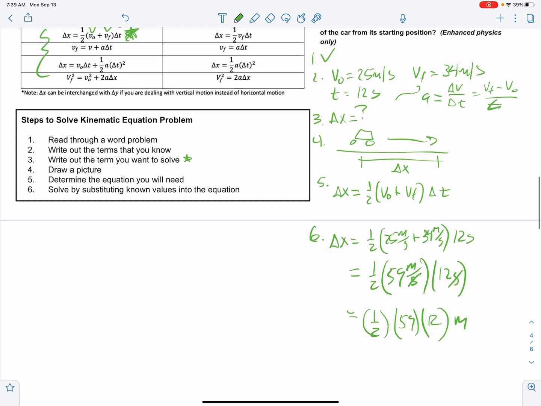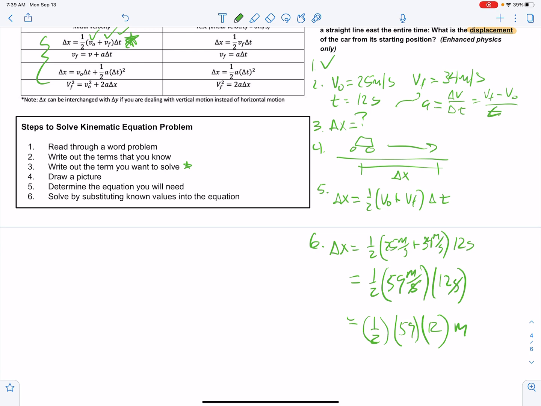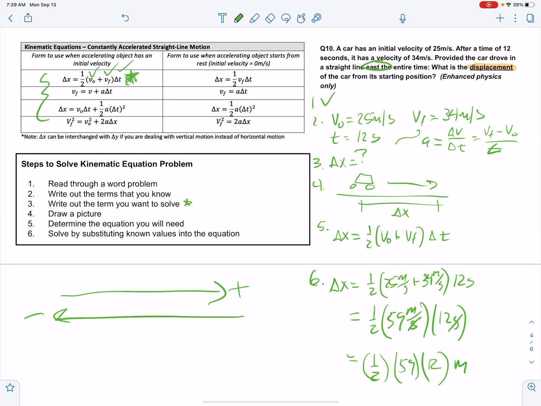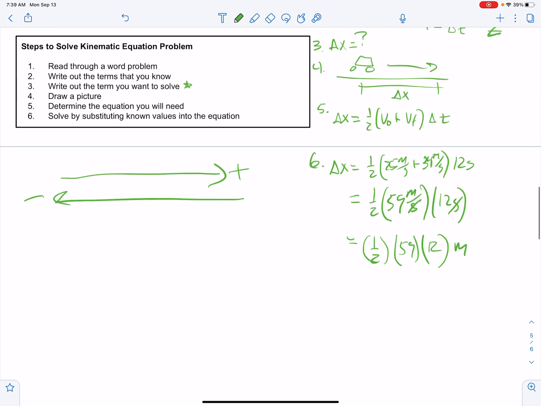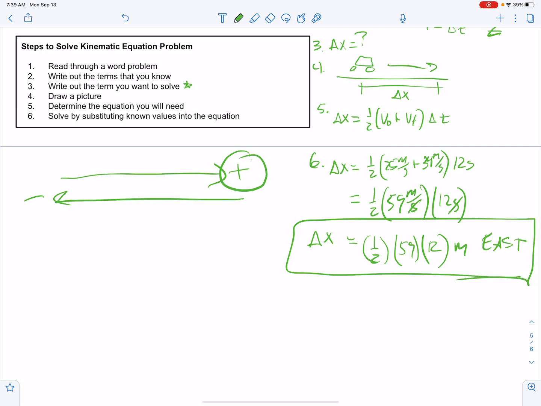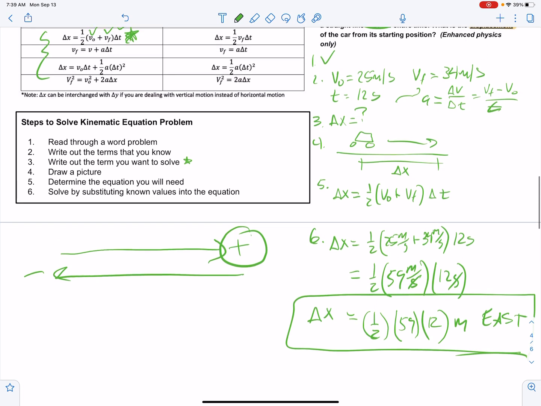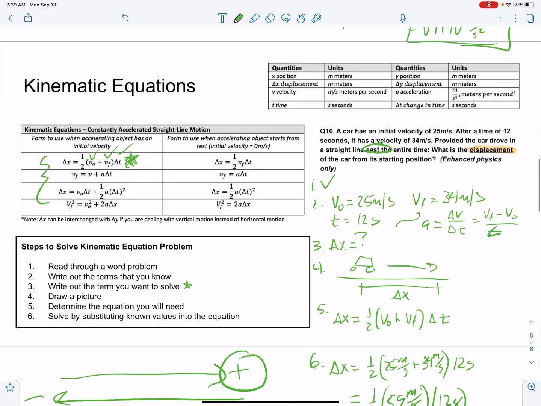Okay, one last thing to do. We remember that directions in physics are shown with positive and negative. In this case, we said we went east the entire time, so we're going to say delta x is equal to this, east. The assumption that we'll make in future problems is that positive is to the east. Since this is displacement, we go ahead and write out the direction as well. All right, that's it for now.